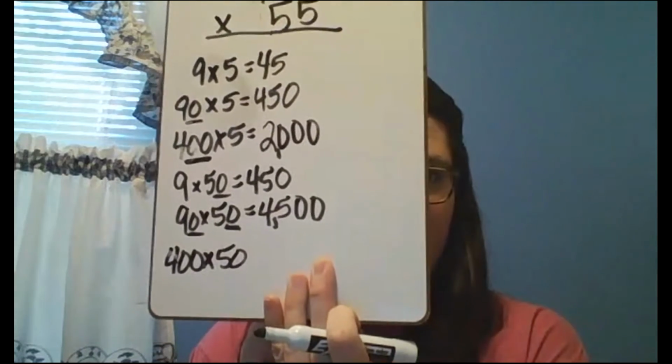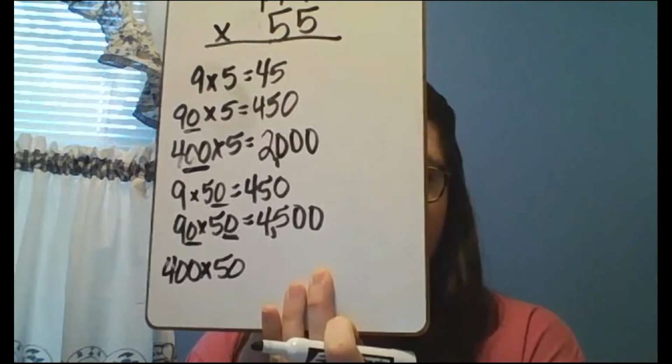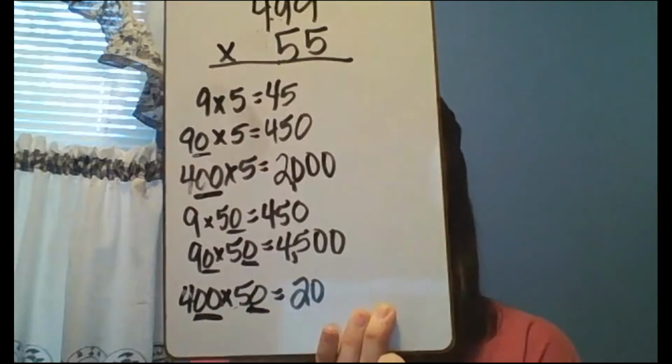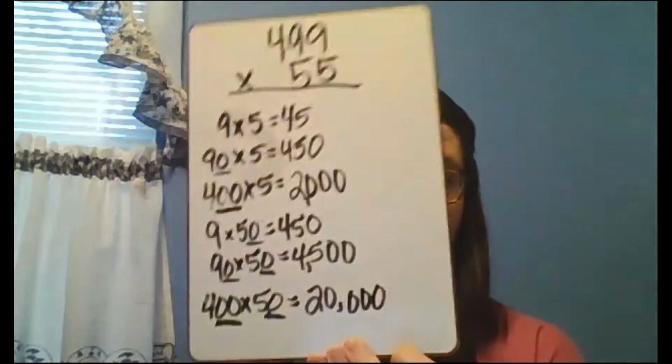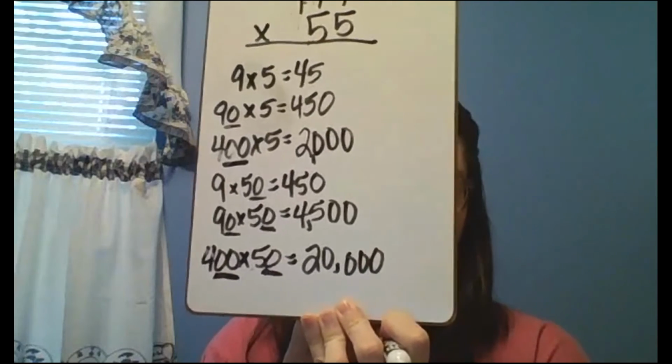Then we have our very last one to solve, 400 times 50. We know that 4 times 5 is 20. Let's check it: 5, 10, 15, 20. 4 times 5 is 20. So I've got my 20 written down. Then I have 2 zeros from my 400 and 1 zero from my 50. So altogether I'm going to add 3 zeros to the end of that 20. Add a little comma, thousands. So 400 times 50 is 20,000.